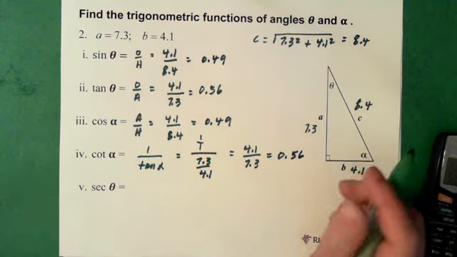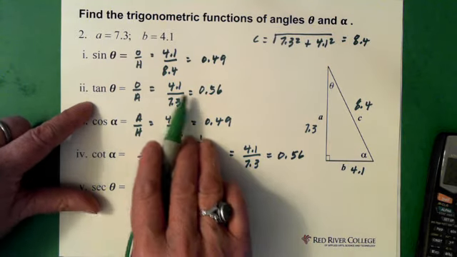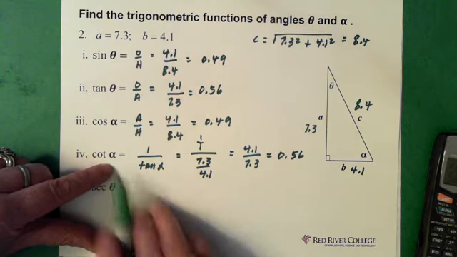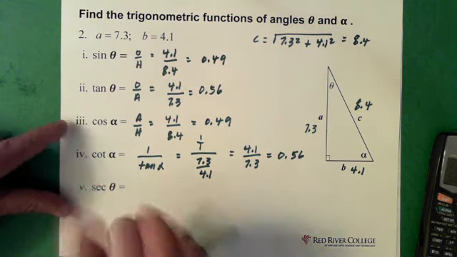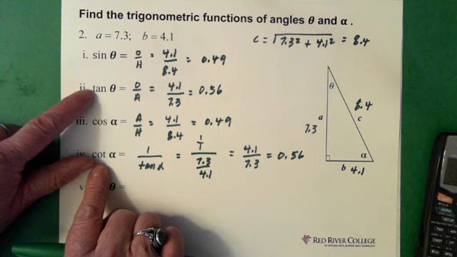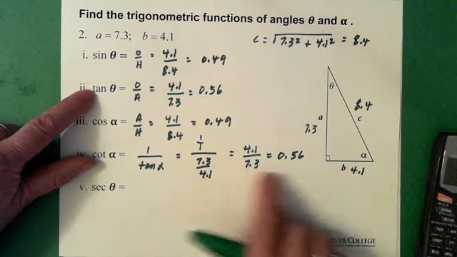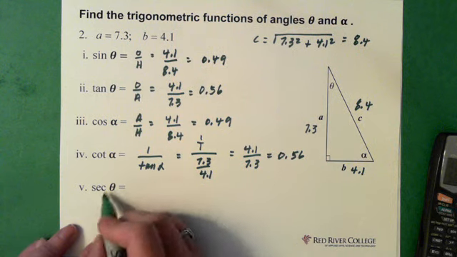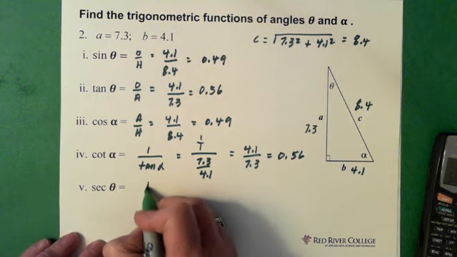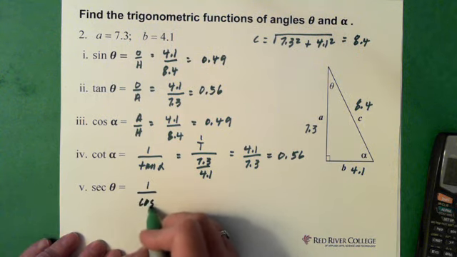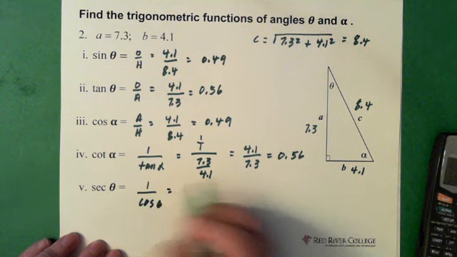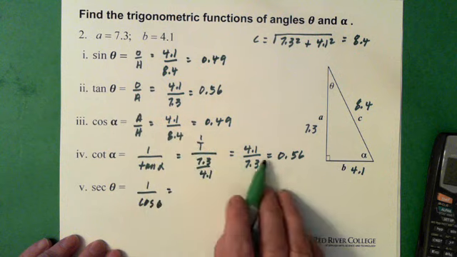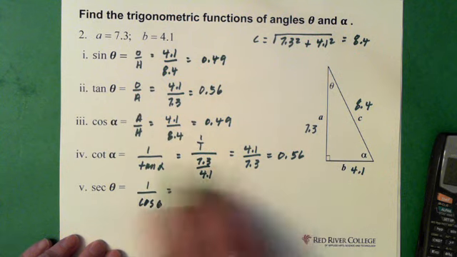0.56. Now notice that the tan of theta was 0.56 and the cotangent of alpha. So these two are inverse of one another, of course, and we end up with the same answers. The secant of theta is 1 over the cos of theta. And of course this is reasonable. We should end up with the same. The tan of theta should be the cotangent of alpha.